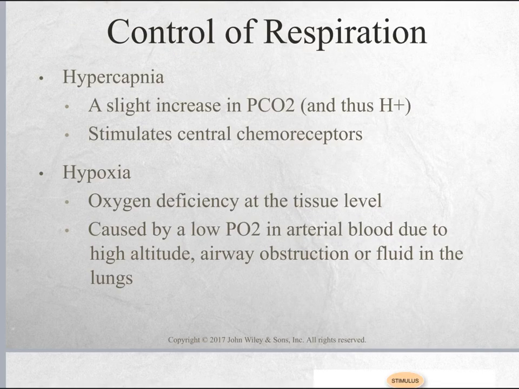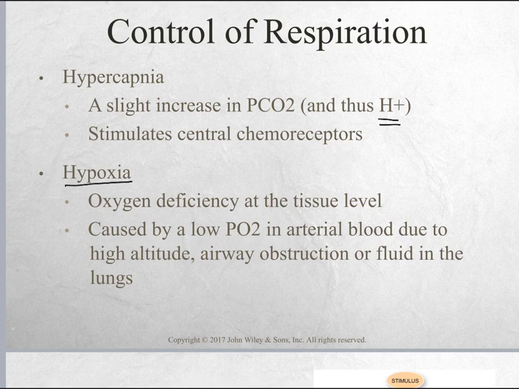We can now name these conditions that we've been talking about, where we have oxygen deficiency or too much CO2 detected by these chemoreceptors. So our first condition is going to be called hypercapnia. This is a slight increase in the partial pressure of carbon dioxide, which ultimately increases those hydrogen ions. And this is going to stimulate those central chemoreceptors. What's going to happen is it's going to increase respiratory rate and increase oxygen.